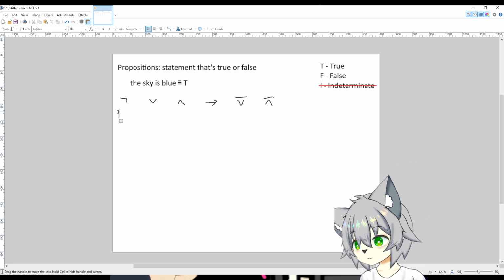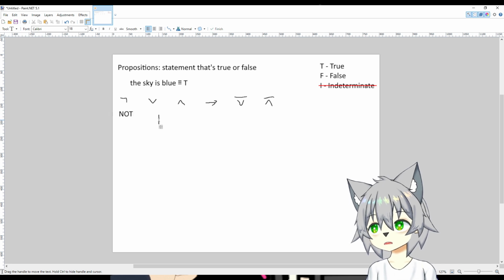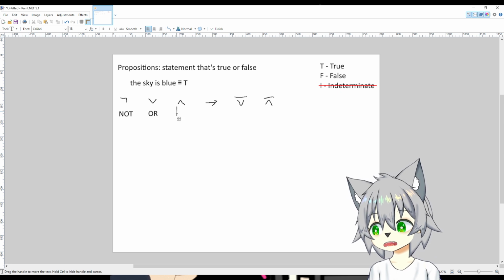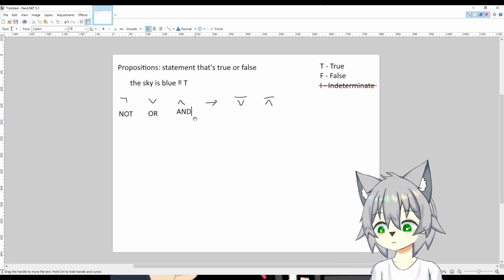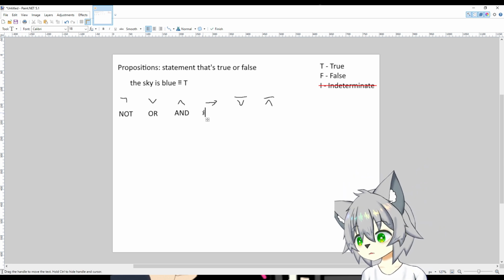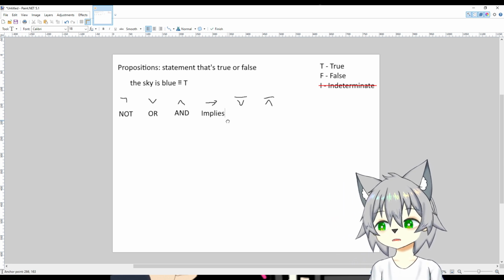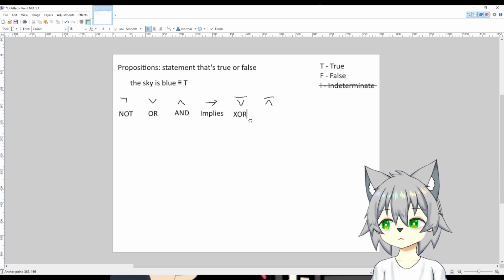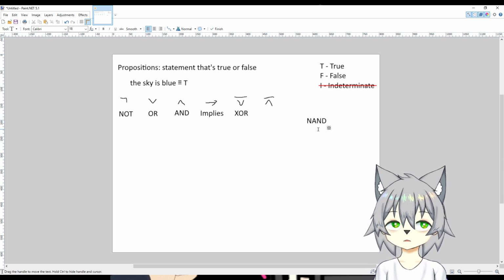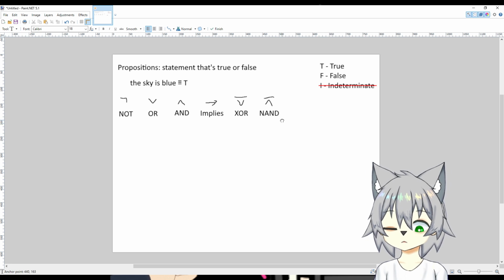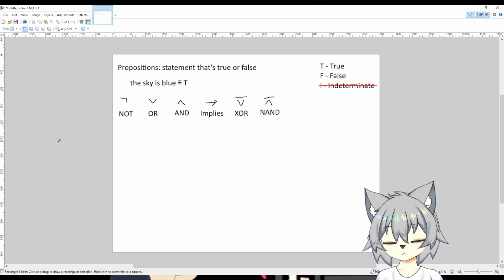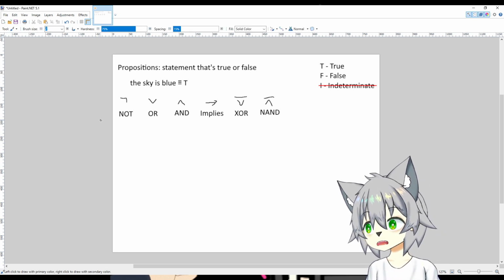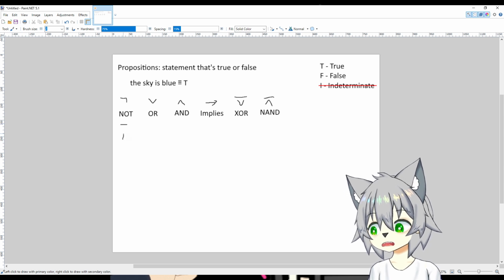So we have not, or, and, implies, XOR, NAND. These are all the functions that basically apply. Now, not has a few different symbols related to it, including just a bar above something.